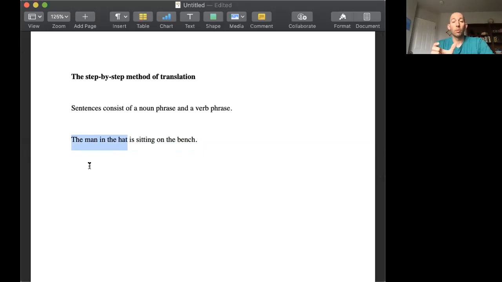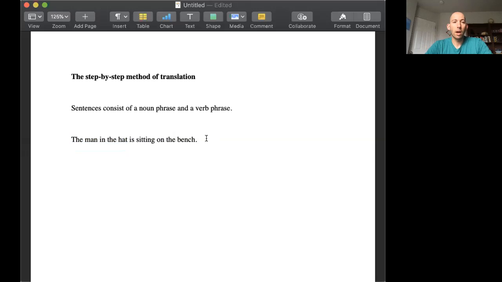The point here is just that we can break the sentence down into the noun phrase and the verb phrase, and those phrases themselves might be more complex. But as a starting place, we can always break down an English sentence into these two components. So think about what is the subject of a sentence, even if it's complex, and what is the predication of that subject, again, even if it's complex.